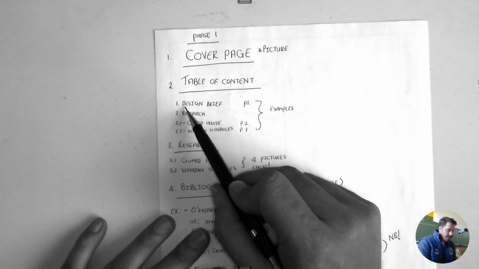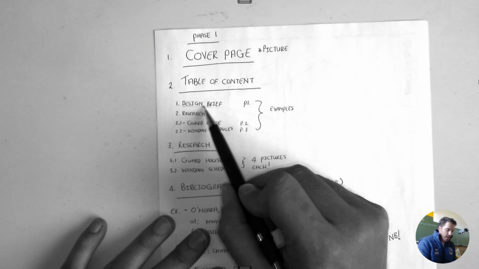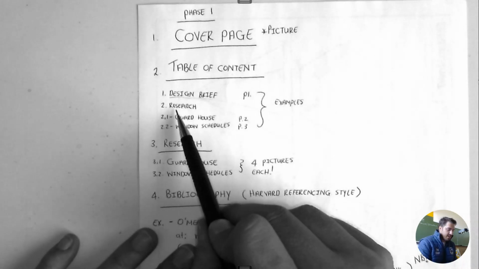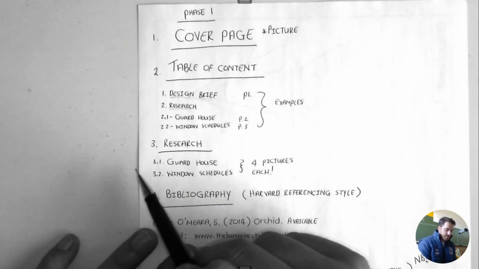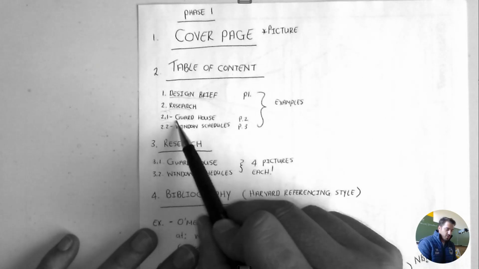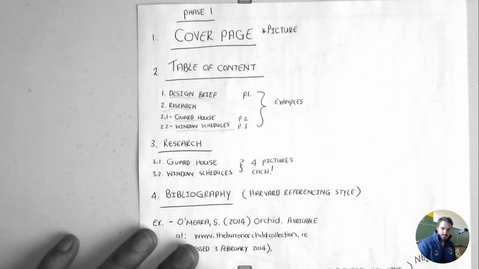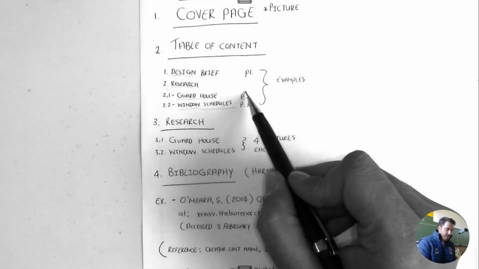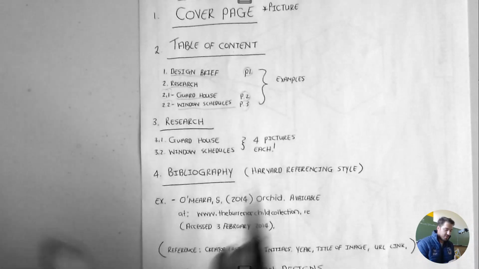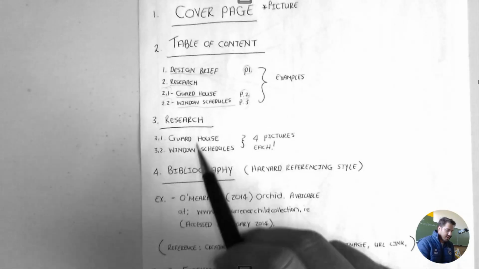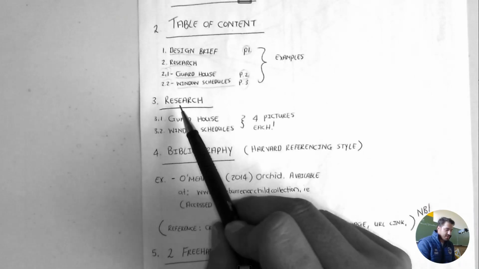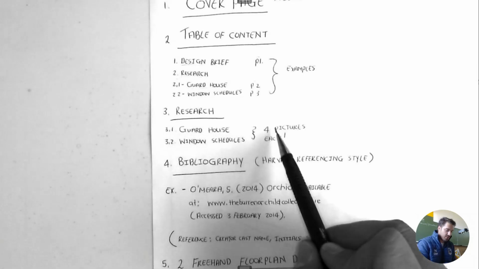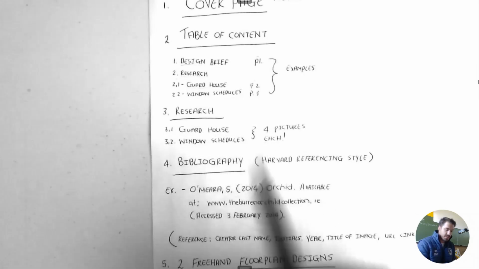Your table of content will state design brief. This is where you rewrite the design brief in your own words. Then it would say research, and the research is 2.1, 2.2, guardhouse and window schedule. And you can see I've also listed on which pages they are. You have to label and line your pages together, so it's exactly like this. Research is the third thing, so cover page, table of content, then you have your research, the guardhouse research, the 4 pictures, and the window schedules, the 4 pictures.